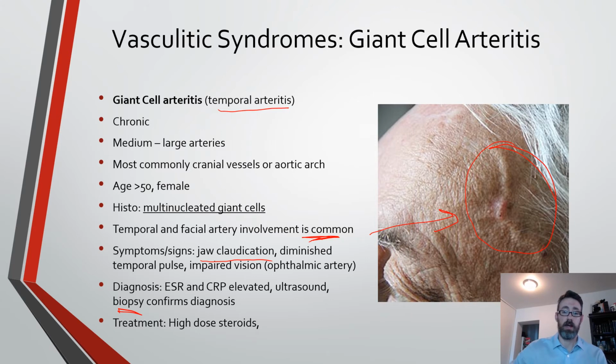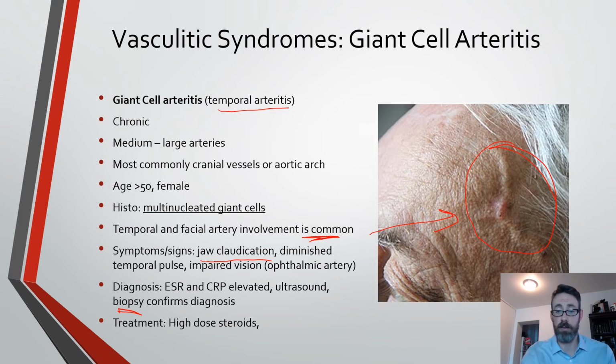What that can do is cause things like jaw claudication, because that's what these vessels are feeding. Jaw claudication, diminished temporal pulses, and impaired vision if it involves the ophthalmic artery. Diagnosis involves a workup of taking an ESR and a CRP, which are inflammatory markers, ultrasound, and biopsy. As I mentioned before, the biopsy will help confirm the diagnosis.